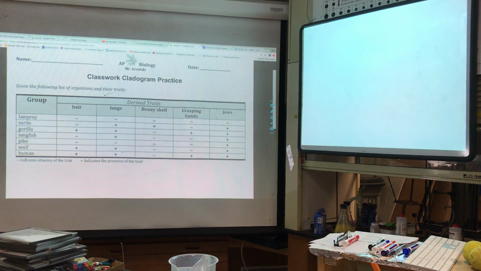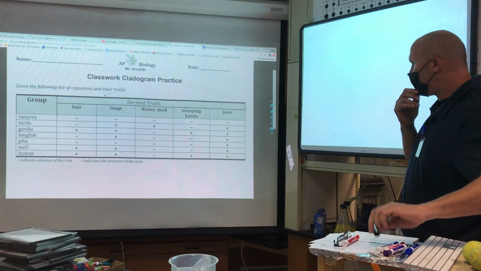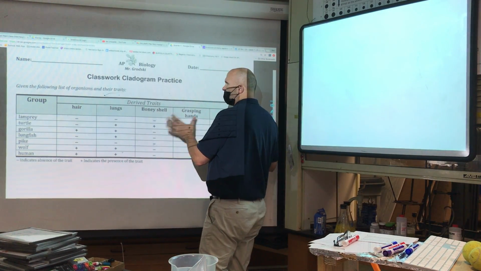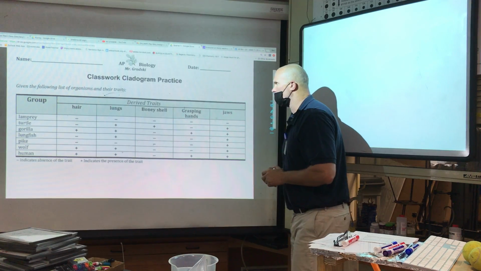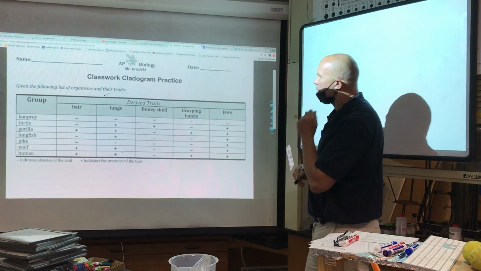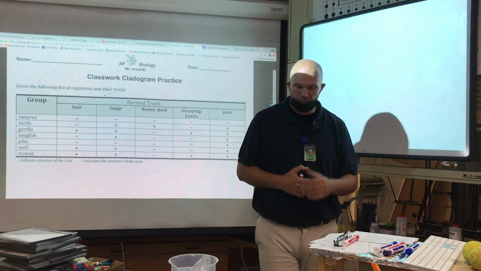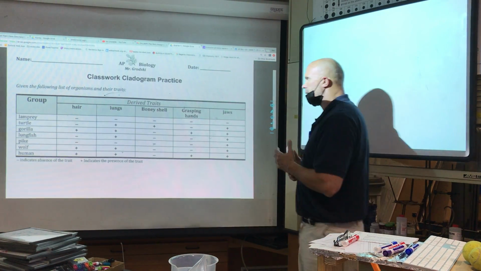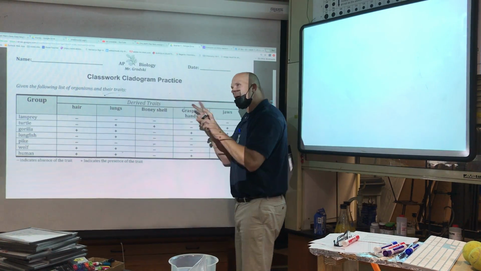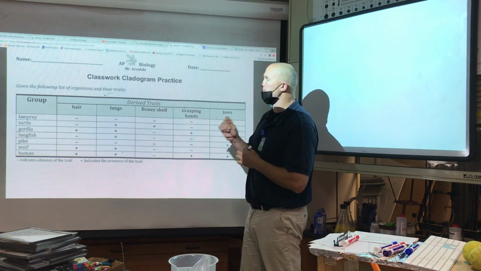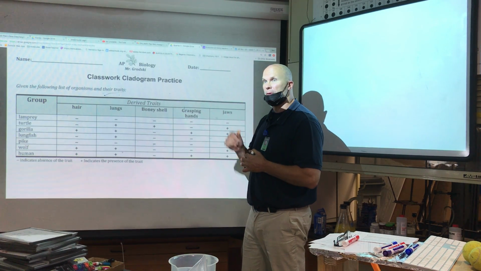All right, so we're going to draw our cladogram together. What we're going to do here is we've got this table of traits or derived traits over time, and we want to take these 7 different organisms and build a chart that maps out how these organisms possibly are interrelated to each other.